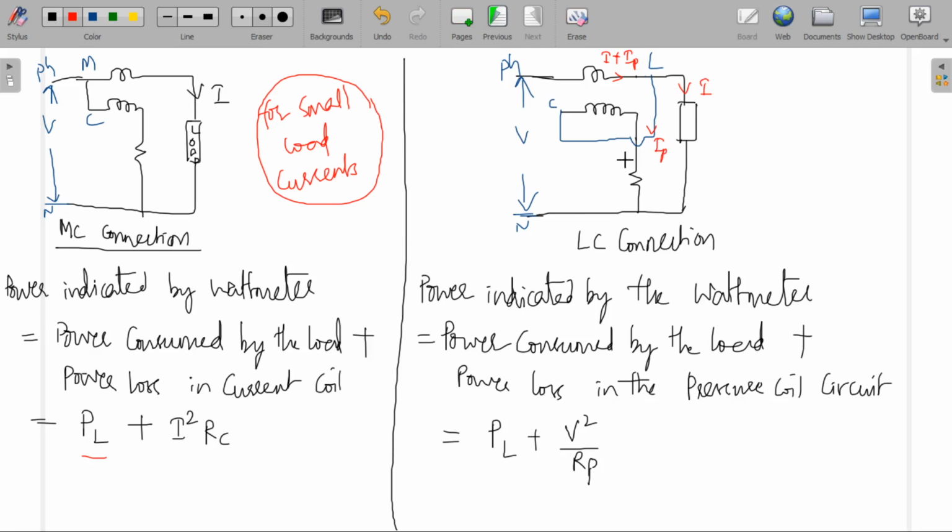Coming to this connection, IC is equal to I plus IP here. So IP is equal to IC minus I. If this current is more, this will be less. If this is less, the power loss in the pressure coil circuit will be less. That is, V square by RP will be less.